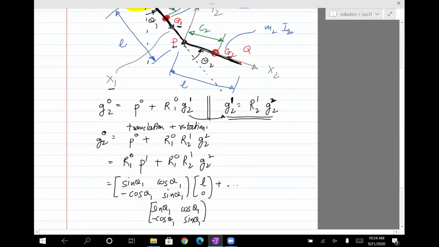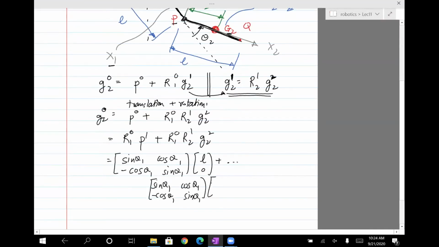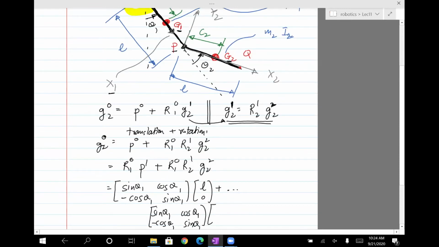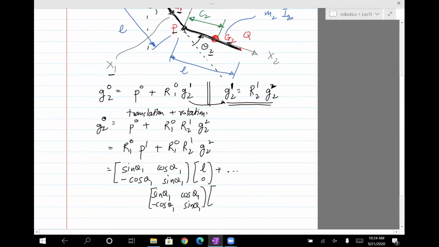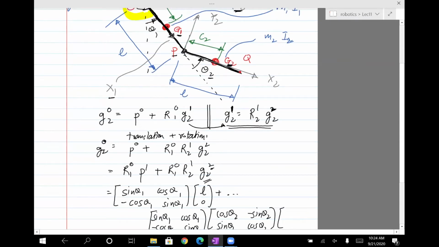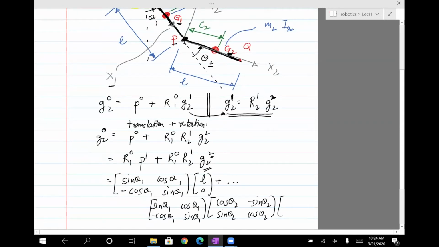Okay, so continuing this down, then we have R21, which is basically telling me how theta 2 is related to theta 1. That's simply cosine theta 2, minus sine theta 2, sine theta 2, cosine theta 2. That's the rotation formula. And then finally, the position of G2 in frame 2, from this origin, is going to be simply C2 along X2 and 0 along Y2. So C2 and 0.